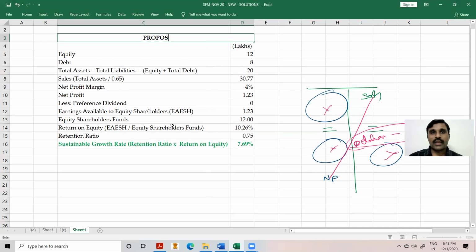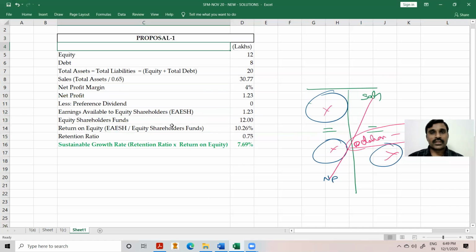Proposal 1. Okay, proposal 1. What is the nomenclature they have used? Proposal 1. I'll take proposal 1. This is proposal 1. So I have given every information clearly, how we got a particular figure.